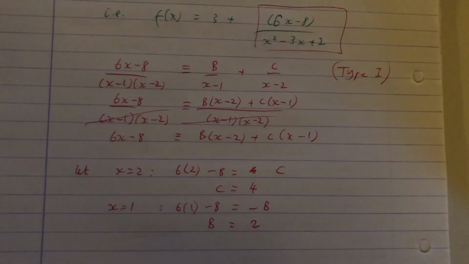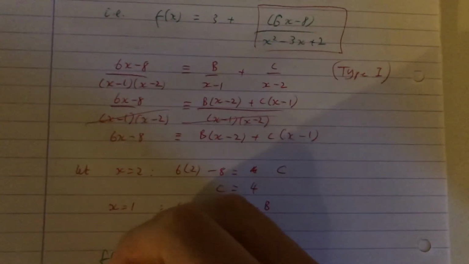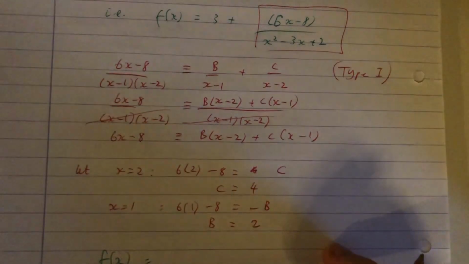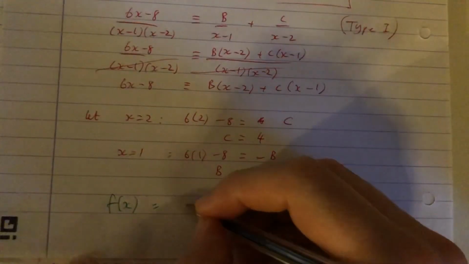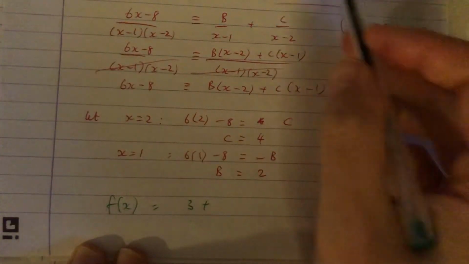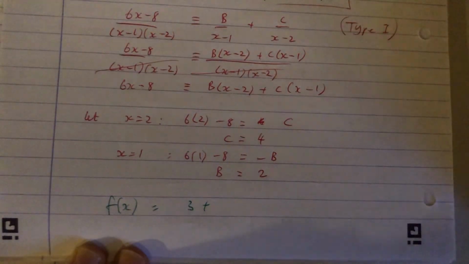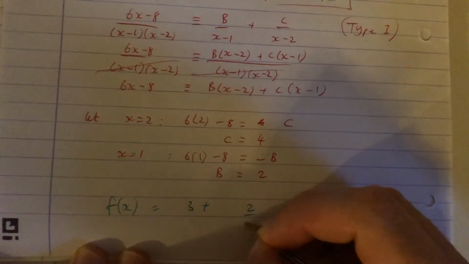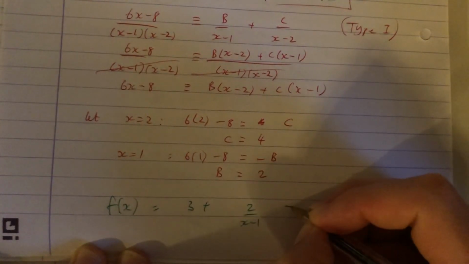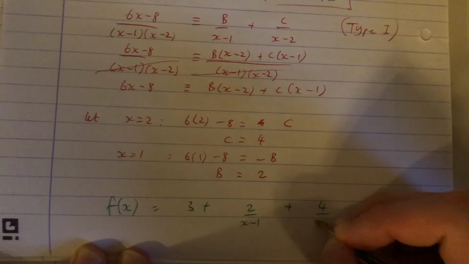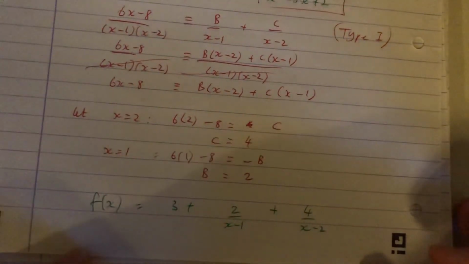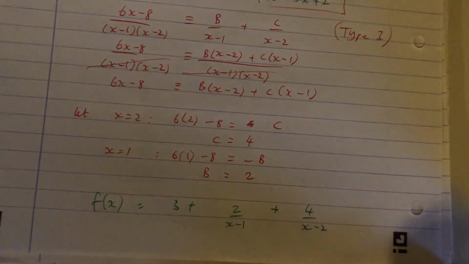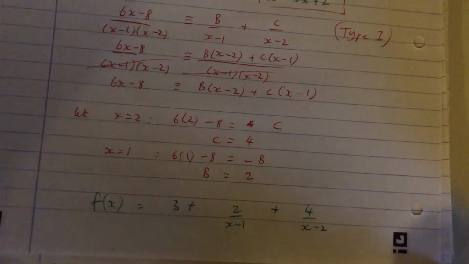So you've got everything now to go back to the f of x, to say f of x is equal to 3 plus those fractions split into partial fractions, 2 over x minus 1 plus 4 over x minus 2, and that would be it.